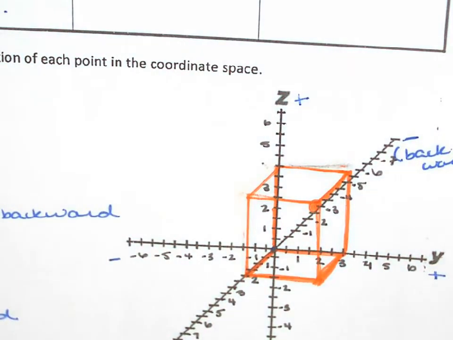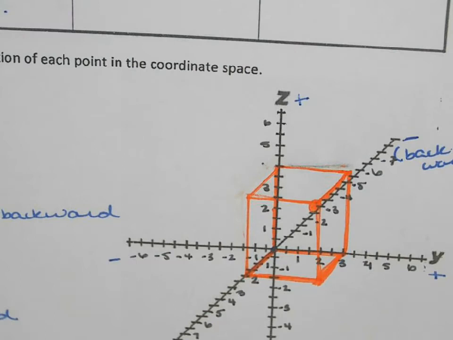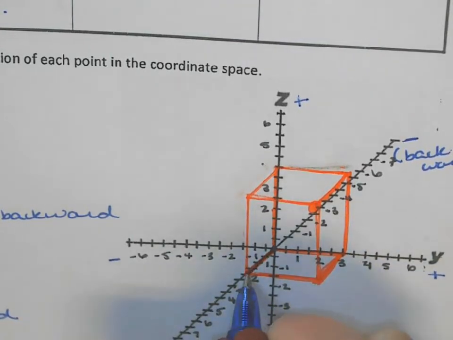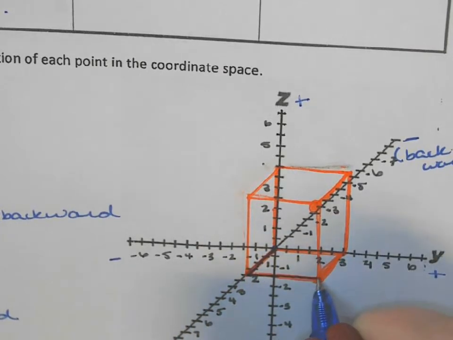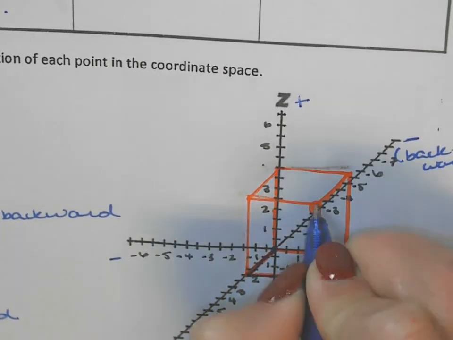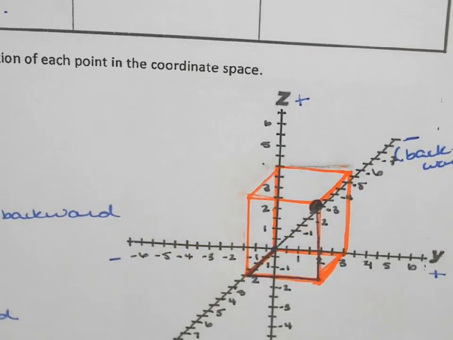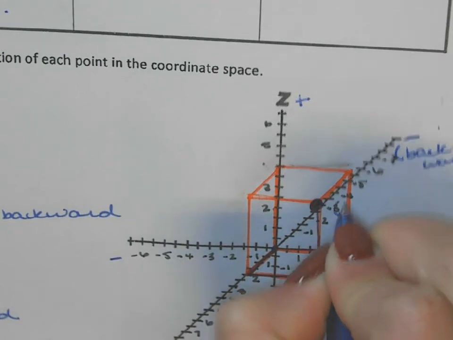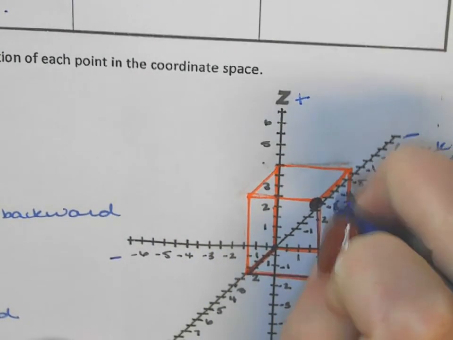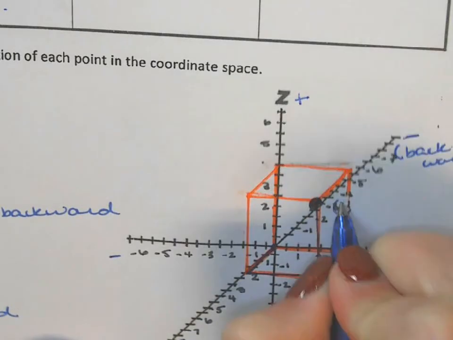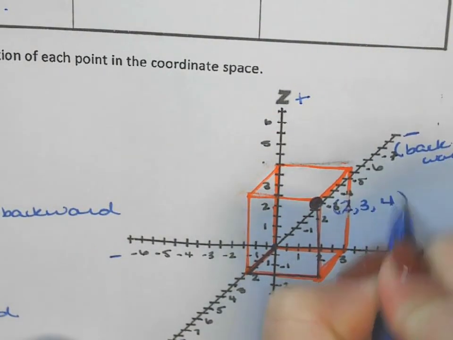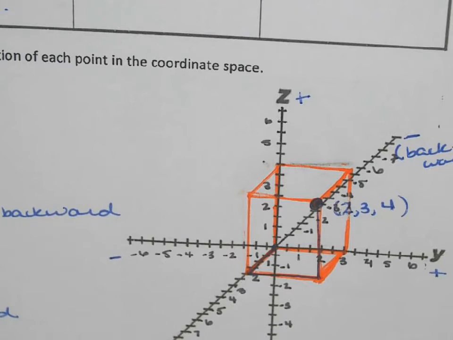Now, this box is showing us where the space is, but we have to actually point out the one point that we plotted here. So, using the box, we're now coming forward 2. We're going to go to the right 3. And when we go up 4, this point right here is the point that we plotted. That is the point 2, not 3, I don't know why I heard 3, 2, comma 3, comma 4. That's the point 2, 3, 4.